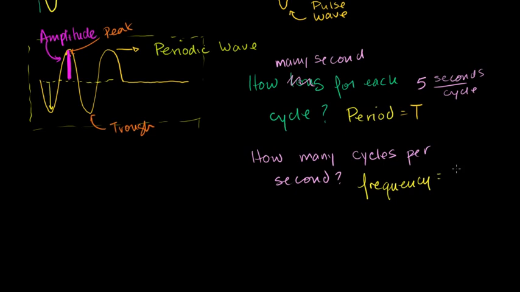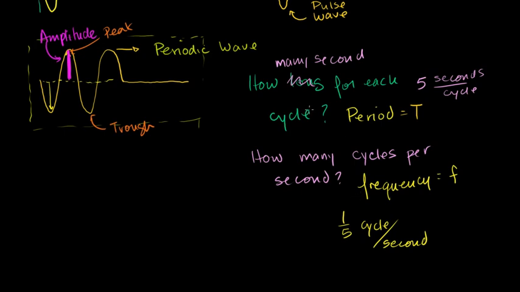Frequency, it's normally denoted by an F. And this you're going to say cycles per second. So if you're going 5 seconds per cycle, that means you're doing 1/5 of a cycle per second. All I did is invert that right there, and that makes sense because the period and the frequency are inversions of each other.